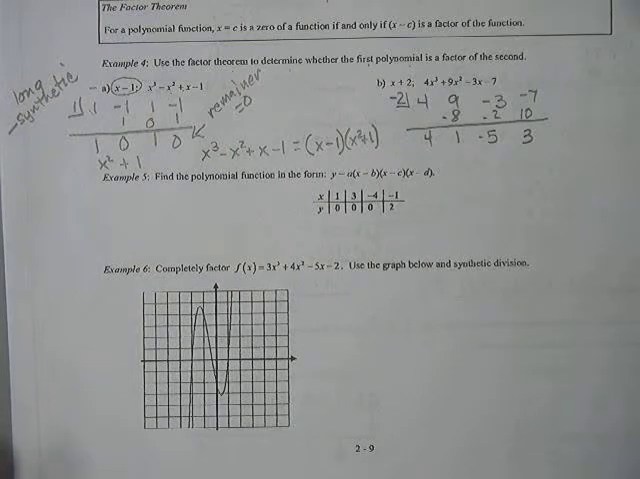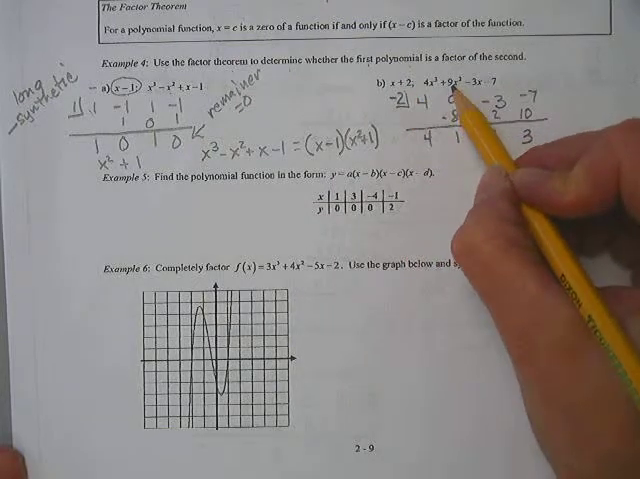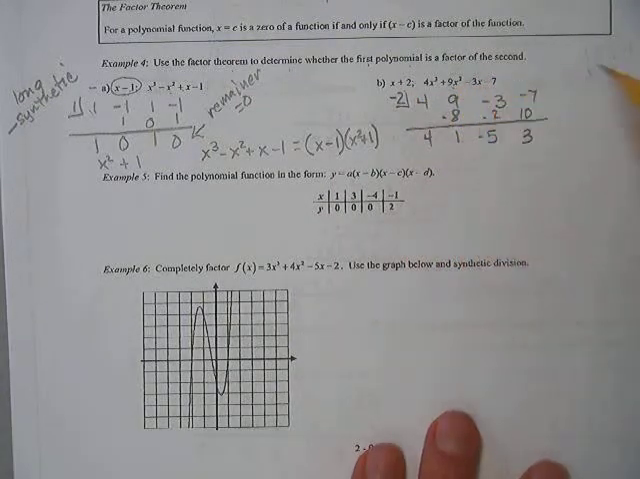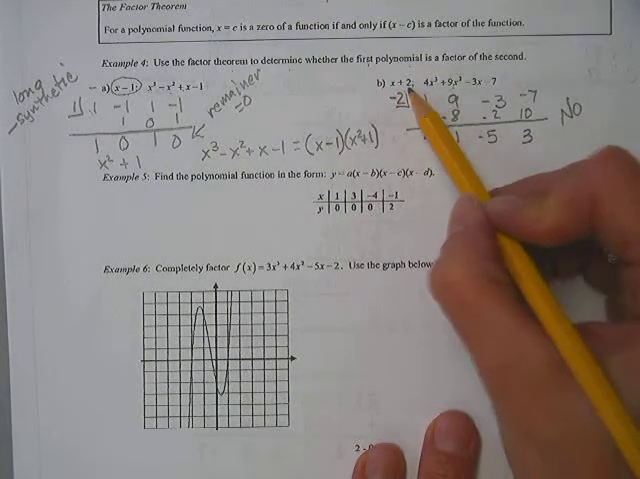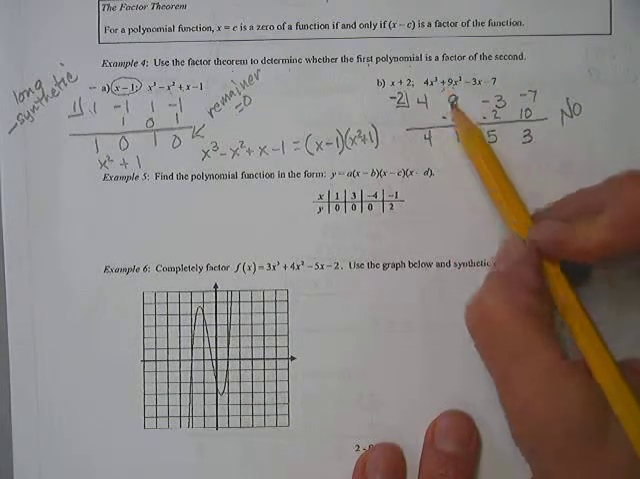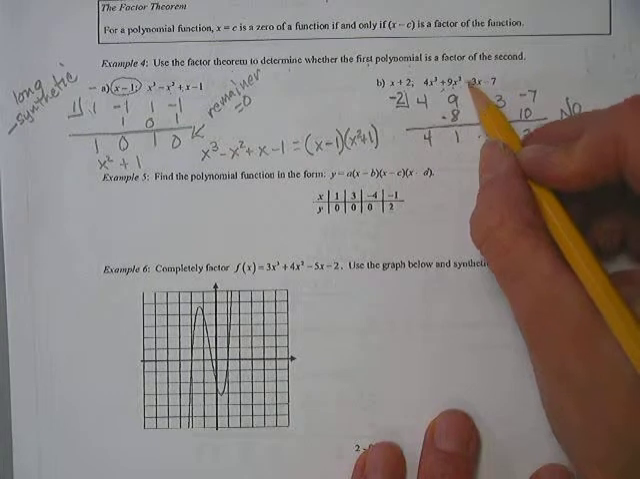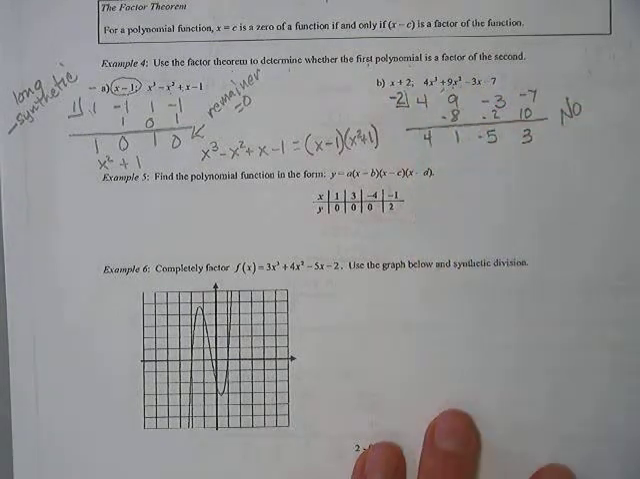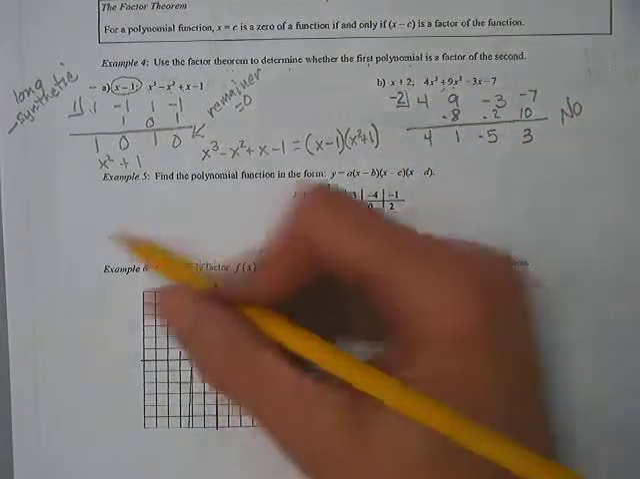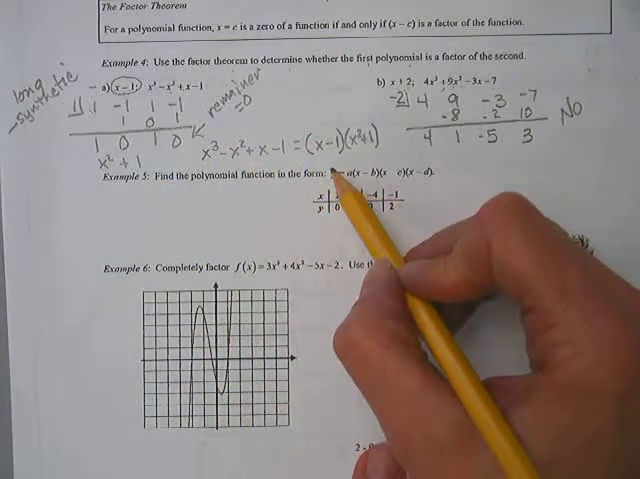What do I get for a remainder? 3. All right. So, does this go into this function evenly? No. So, what we know is two things. We know that x plus 2 is not a factor of this cubic, and the other thing that we can tell because of this is that if I were to graph this function, it would not cross the x-axis at negative 2. This one over here, on the other hand, crosses the x-axis where?